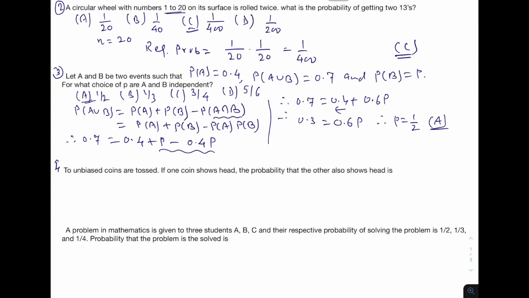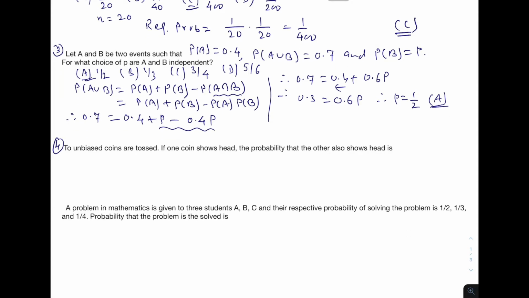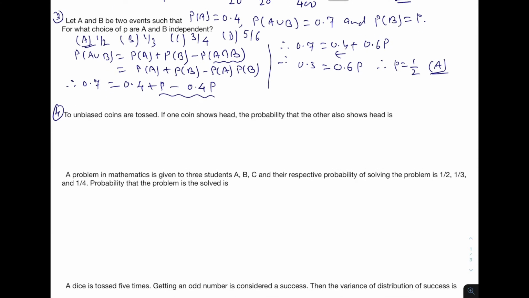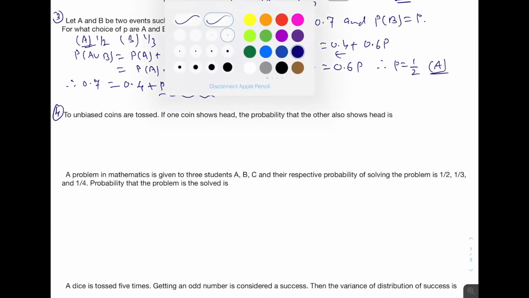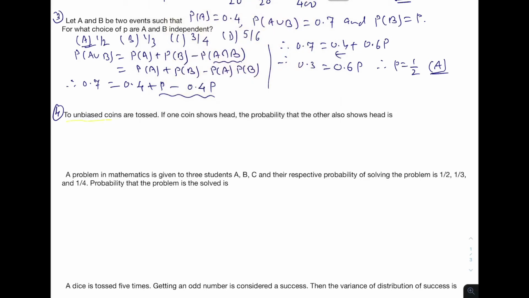Next, let us see. Two unbiased coins are tossed. If one coin shows head, the probability that the other also shows head is, so options here you are given 1 by 4, 1 by 2, 1 by 8 and 1.